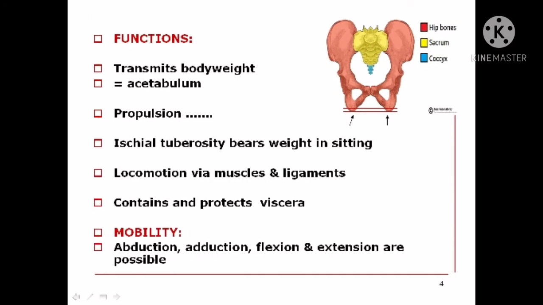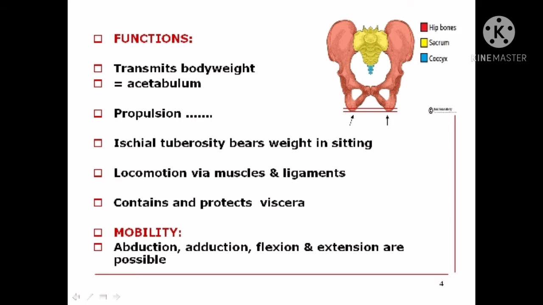Functions of the lower limb. The body weight is transmitted through the acetabulum. Acetabulum is the part of the pelvic bone on both sides, a cup-like cavity in which the head of the femur is fitted and forms the hip joint. The propulsive activity is the activity through which the individual is thrown forward and movement is possible.